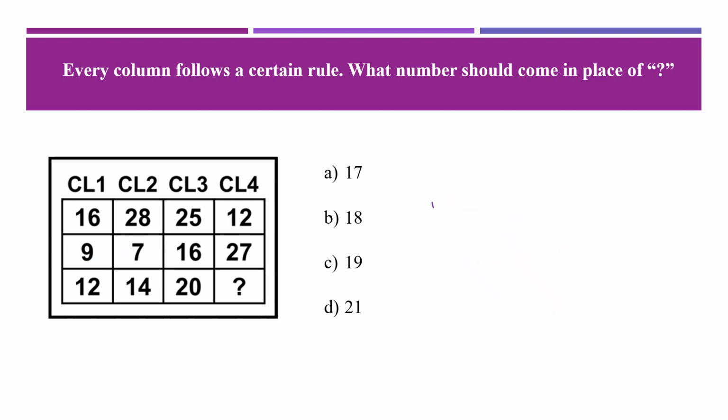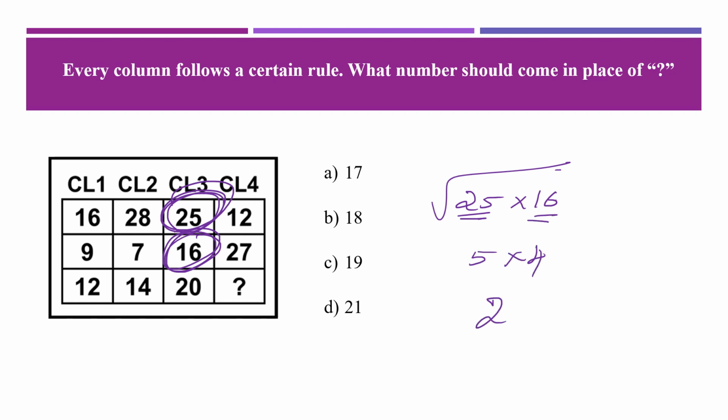So the trick is square root of the first number times the second number. That's 25 times 16. Square root of 25 is 5. Square root of 16 is 4. And the final answer is 20.